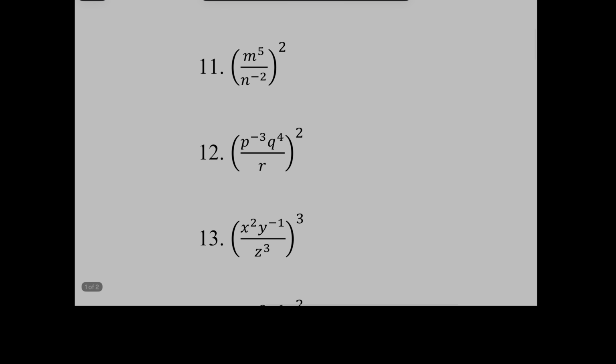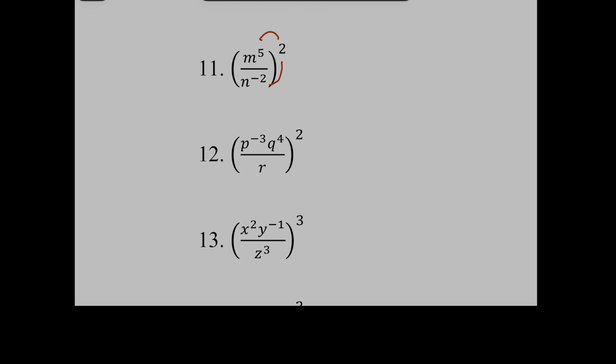Going up here to number 11, I have to square him, I have to square him. Remember, even on a fraction, everybody gets squared. So this becomes m to the 10 over n to the negative 4. Well, I've got to flip that up, so it's going to become m to the 10, n to the 4.